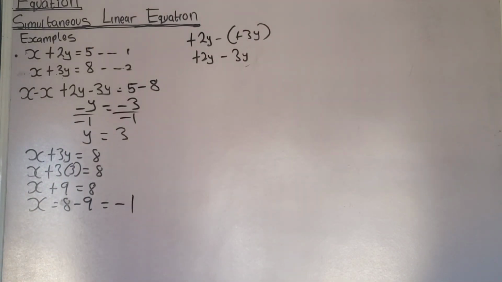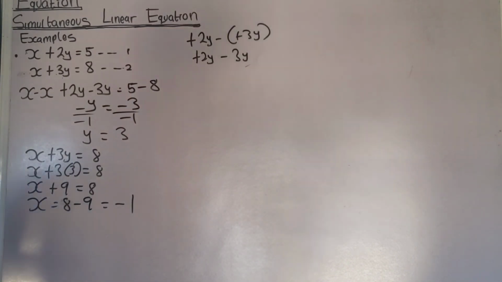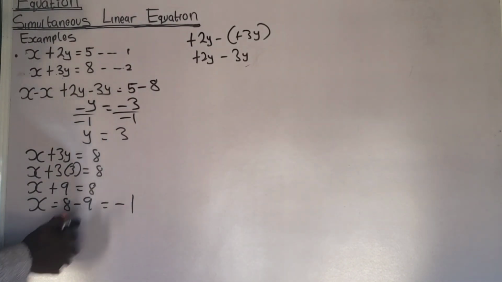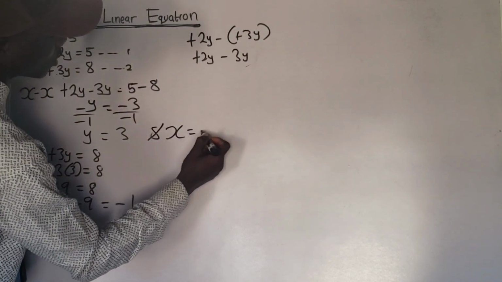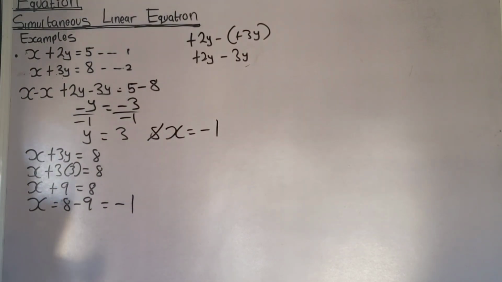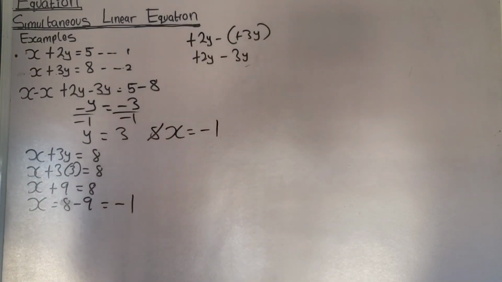The solution to this simultaneous equation is that y is equals to 3 and x is equals to negative 1. I'm very sure you understand. If you understand, reverse the video and watch it again. Okay, now this is elimination method. Now let us check substitution method.